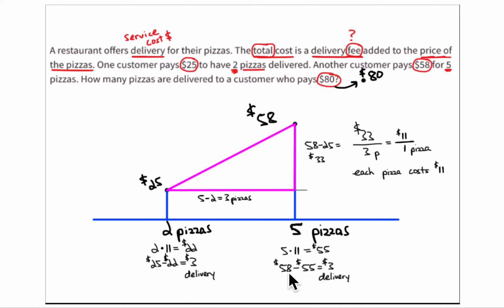So subtract the $55 from the $58 and you're left with $3. The same delivery fee. It has to be the same. So the delivery fee that they charge is $3.